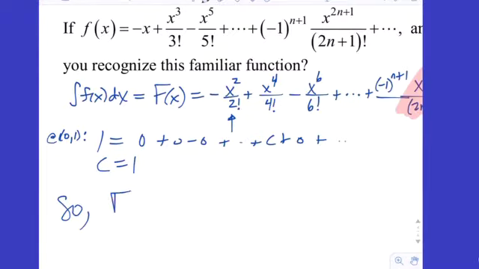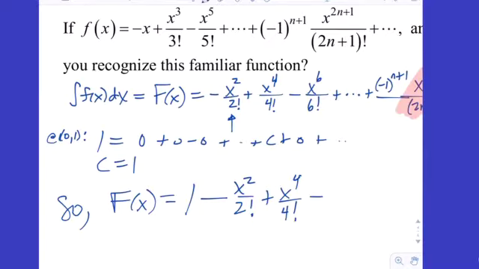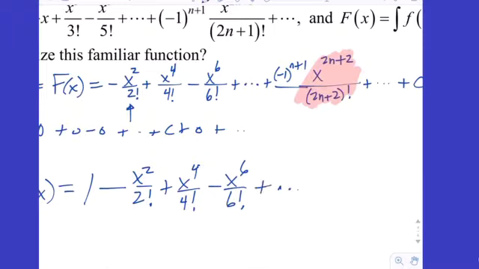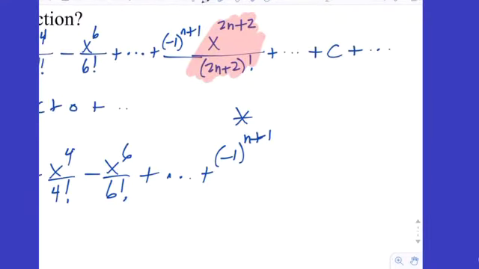So big F of x is, I'm going to throw the 1 in the front this time. You okay with that? So it's going to be 1 minus x squared over 2 factorial plus x to the 4th over 4 factorial minus x to the 6th over 6 factorial plus dot dot dot negative 1 to the n plus 1 asterisk, we just changed the first term, asterisk, x to the 2n plus 2 all over 2n plus 2 factorial plus dot dot dot.